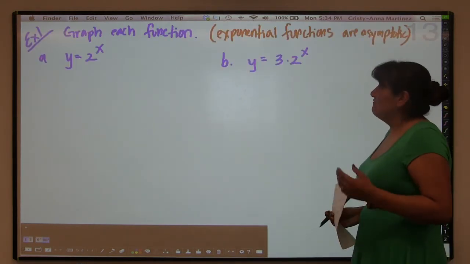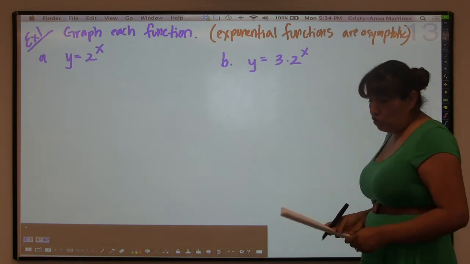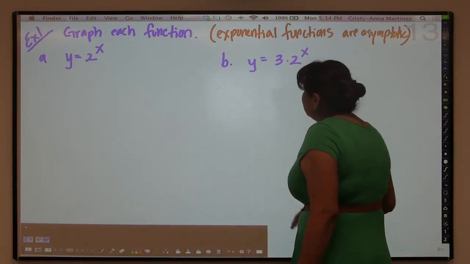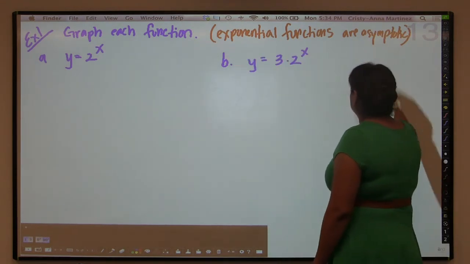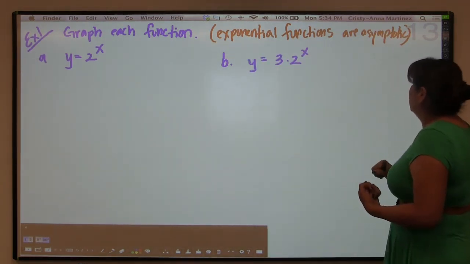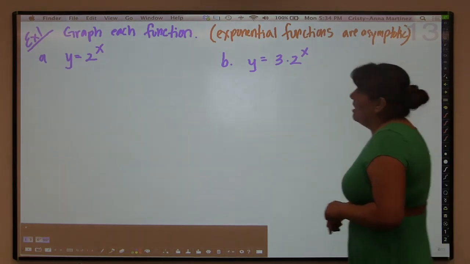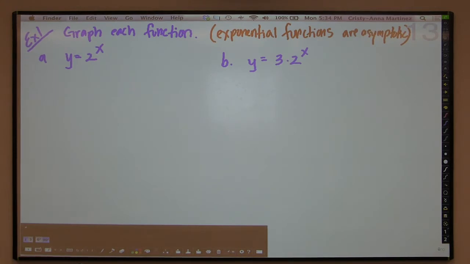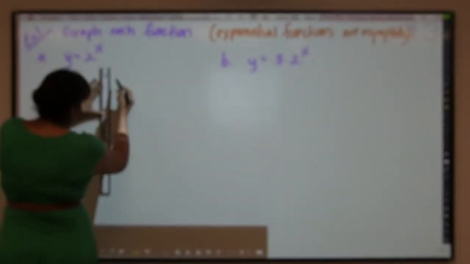All right, my first example here is I want to show you what an exponential function graph looks like. I will tell you that exponential functions are asymptotic, A-S-Y-M-P-T-O-T-I-C. An asymptote is an imaginary line that the graph approaches but never touches. And I will show you kind of what that looks like.